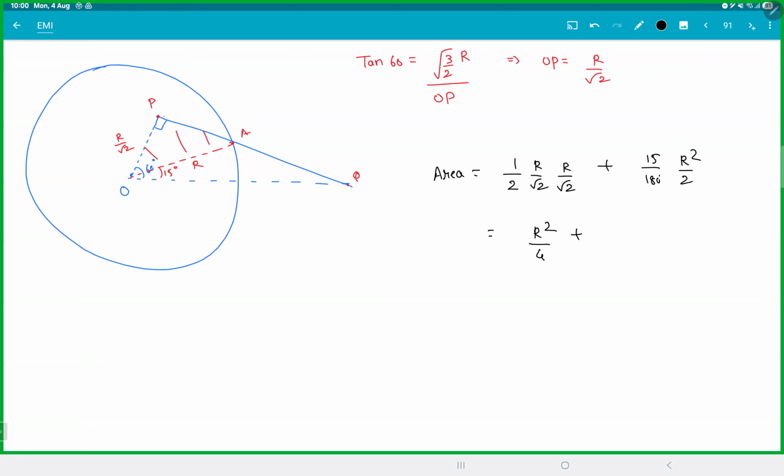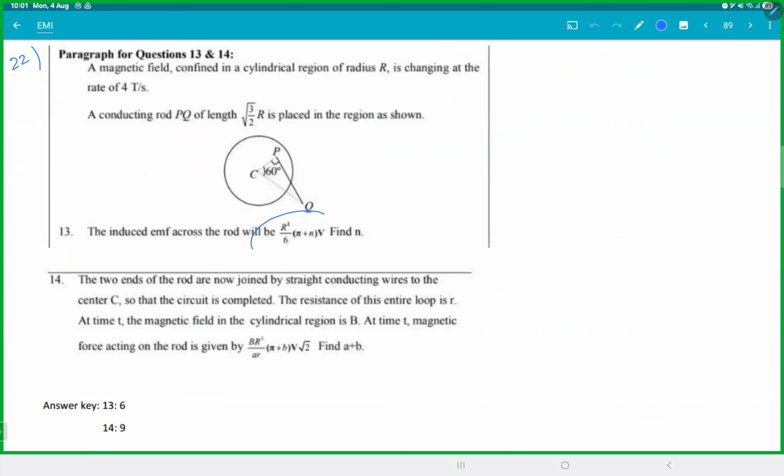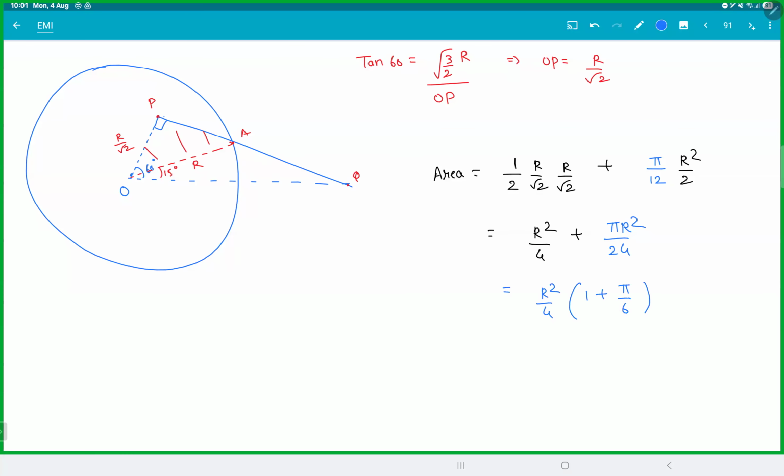You can convert into angles. Theta r square by 2. Sorry, theta by 180. Theta will be how much? Pi by 12. There, that's your area. Then you'll be getting something like 1/6 and all. So this will be the potential difference.